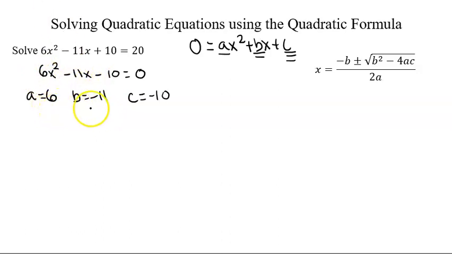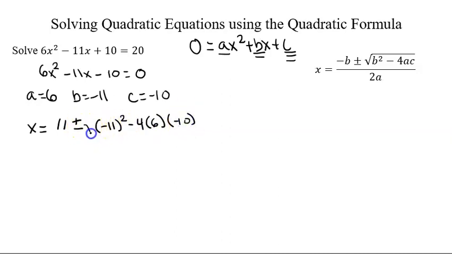So once I figure out what my A, B, and C values are, I'm just going to plug into my formula. So here we go. x is going to equal negative B. I think about it as the opposite of B. B is negative 11, so I'm going to put the opposite of that in front. So this would be positive 11, plus or minus the square root of B squared, so I'm just going to write this down: negative 11 squared minus 4 times A, which is 6, times C, which is negative 10.